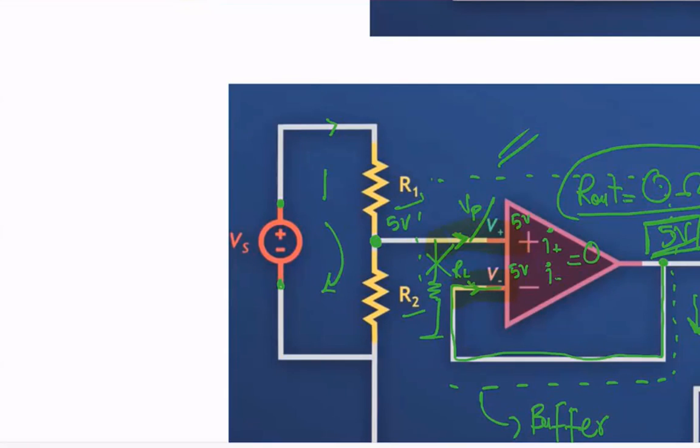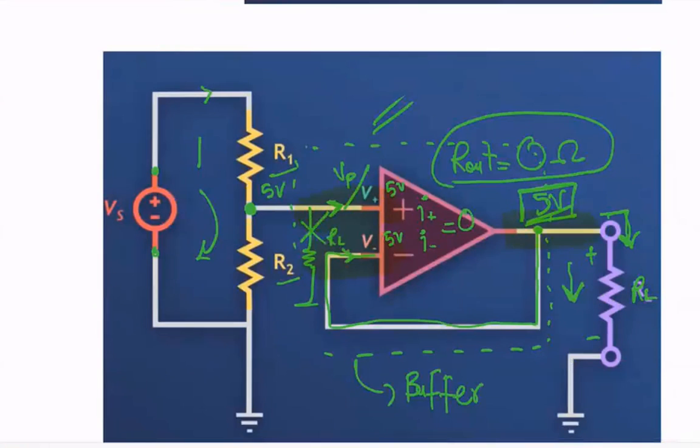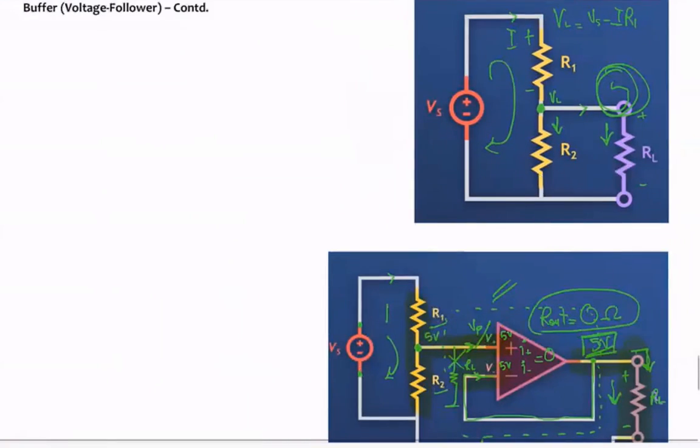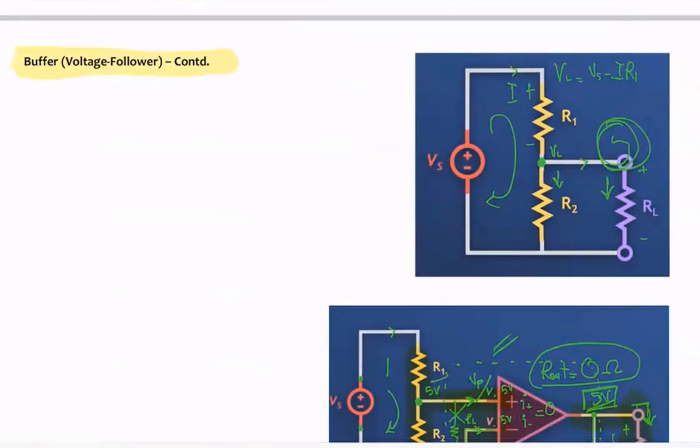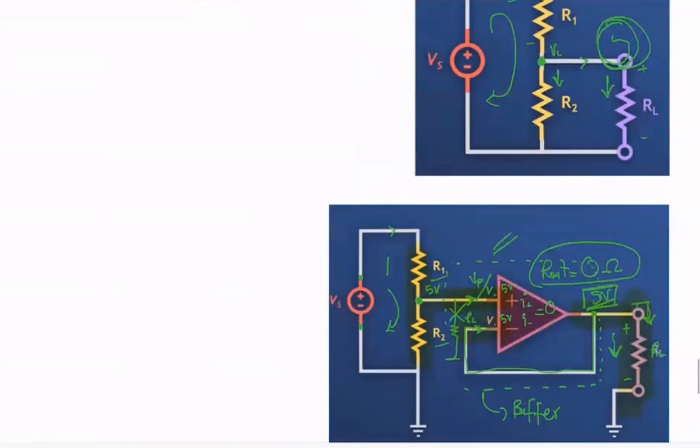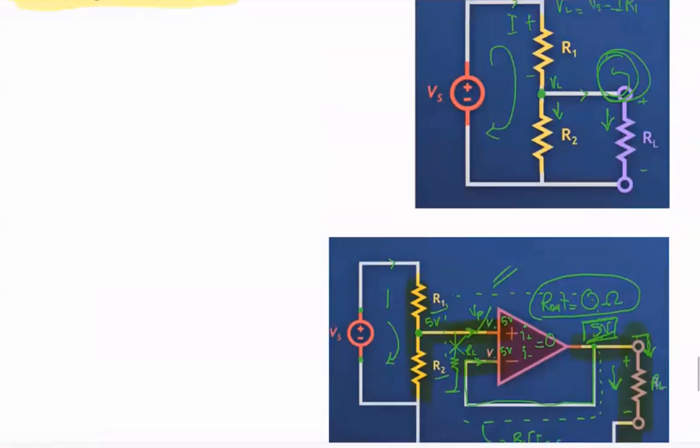Also, the op-amp observes its input voltage over here, and then replicates that same voltage over here. The voltage divider circuit and the load are effectively isolated, and hence the name buffer for these kinds of circuits. So that was the voltage buffer for you.